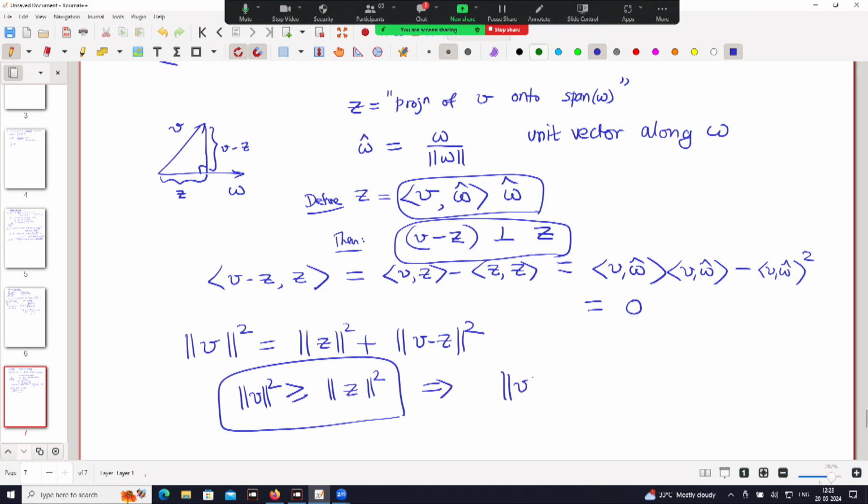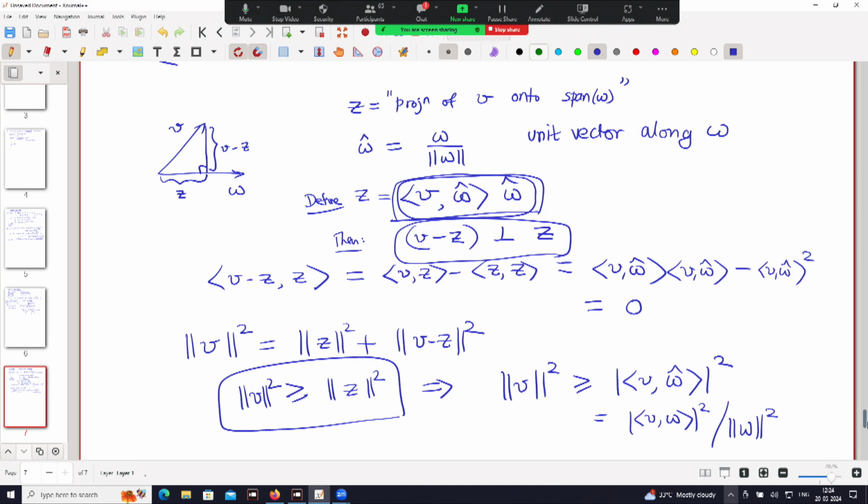This just tells me that norm V squared is greater than or equal to, so what is the norm of Z squared? Z is this scalar times a unit vector. So, norm Z squared is just the norm squared of the scalar itself, and since W hat is just the unit vector, it is W by norm W, this is nothing but the norm squared of this divided by norm W squared.